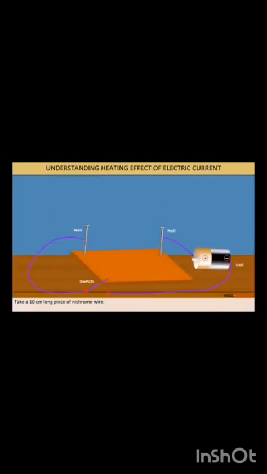Take a 10 cm long piece of nichrome wire. Tie it between the nails. Now touch the wire and switch on the current in the circuit by moving the switch to on position. Touch the wire again. Do not hold the wire for a long time and switch off the current. Touch the wire again. After a few minutes, we will observe that the wire becomes hot when an electric current passes through it. This is the heating effect of the electric current.